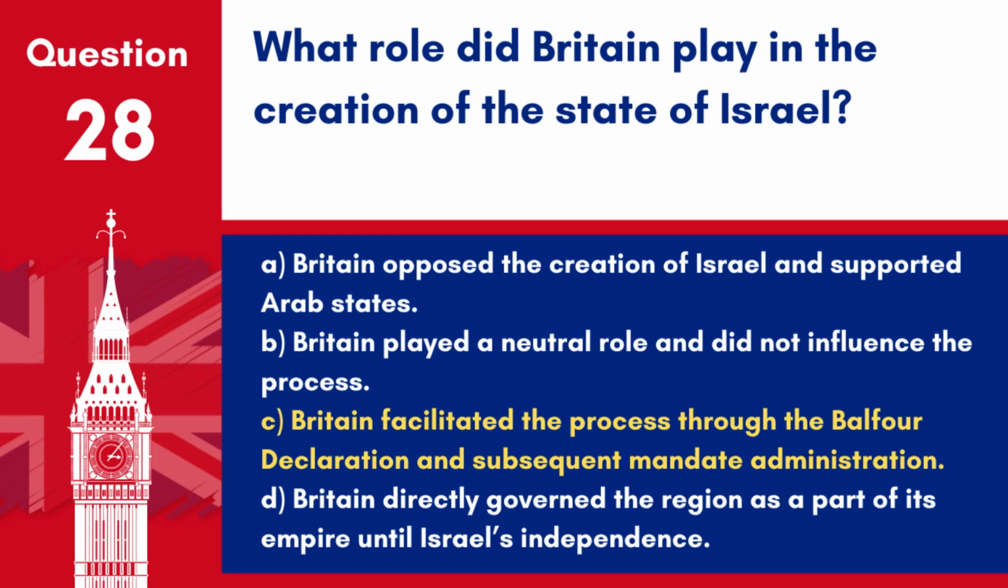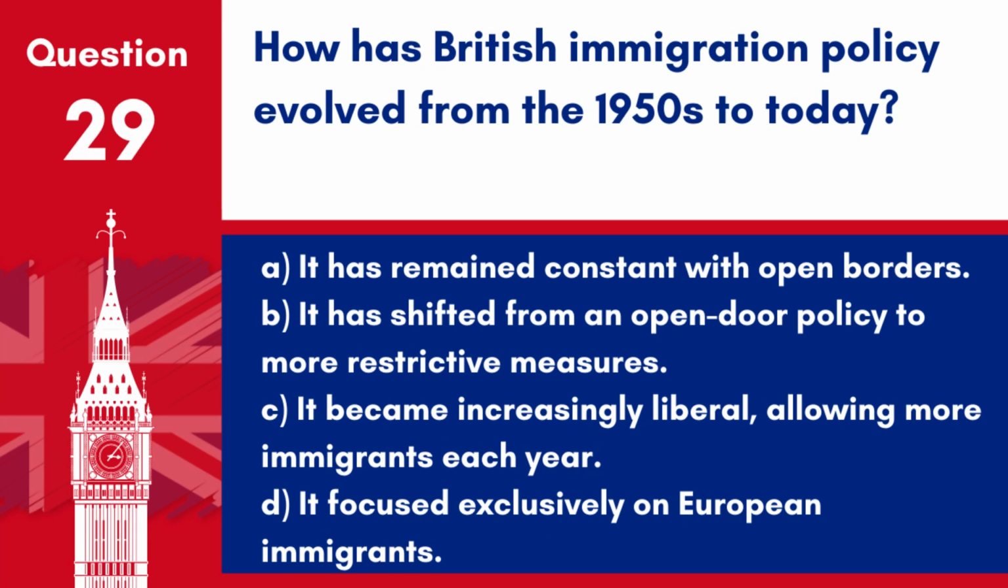The Balfour Declaration issued by Britain in 1917 supported the establishment of a national home for the Jewish people in Palestine, which was then under British administration. Question 29. How has British immigration policy evolved from the 1950s to today? A. It has remained constant with open borders. B. It has shifted from an open-door policy to more restrictive measures.